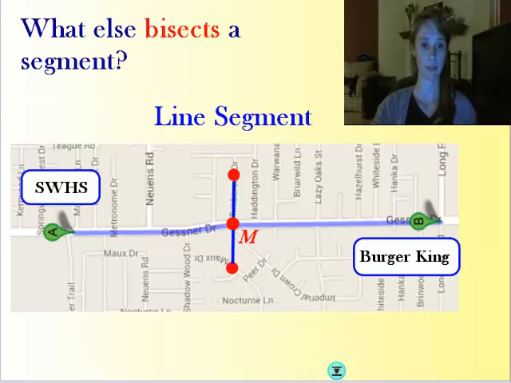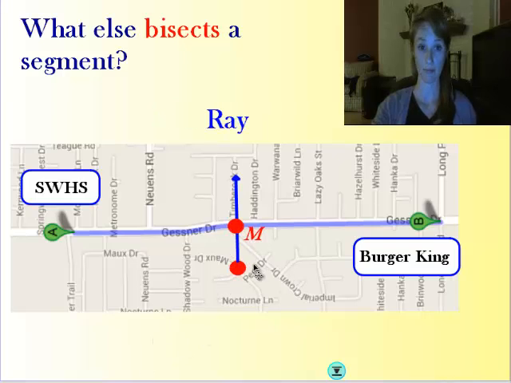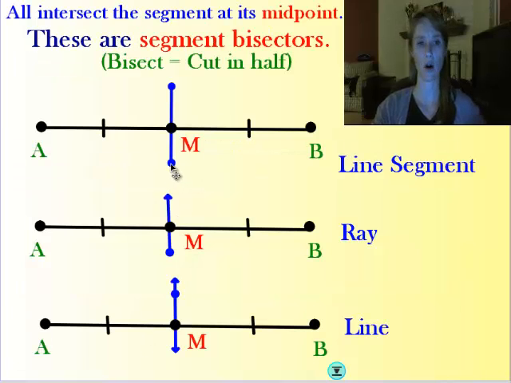Well, I could have a line segment that bisects a segment, a ray that bisects segment AB, and a line that bisects segment AB. The important thing to remember is that all 3 of these figures are bisecting our segment AB at its midpoint, M. So these 3 figures are called segment bisectors because they're bisecting a segment, or they're cutting the segment in half. Okay, so go ahead and take a moment and write down segment bisectors using these examples in your notes.